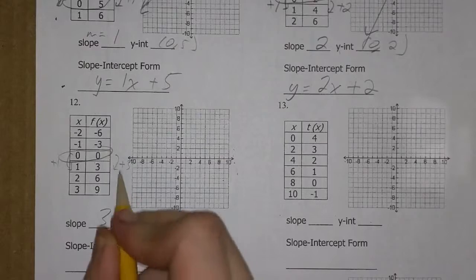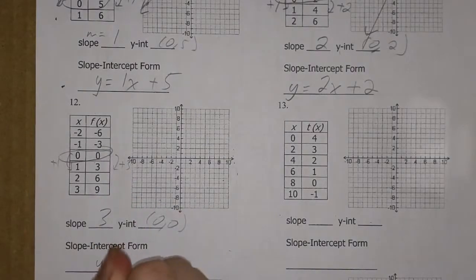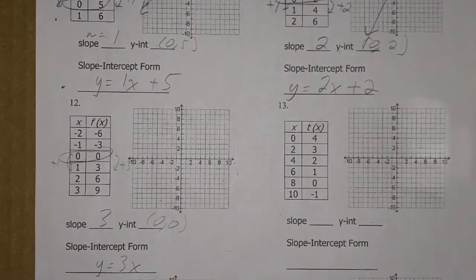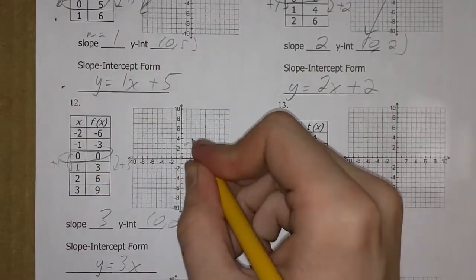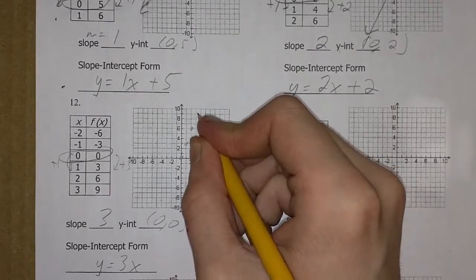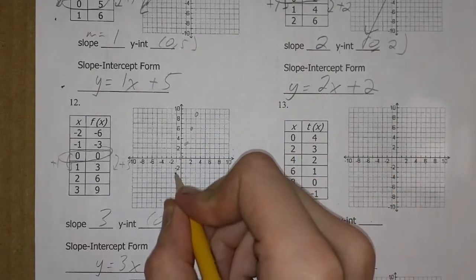Now, we wouldn't draw that right there. 3 divided by 1 is 3. So y equals 3x. So we're going to start right there. It goes up 3 to the right one, or down 3 to the left one.